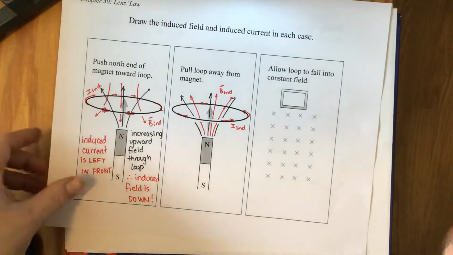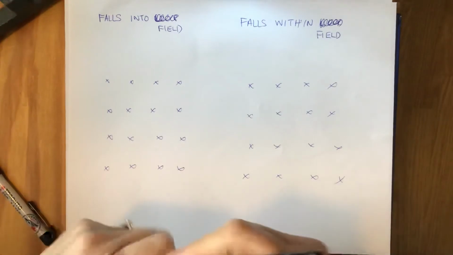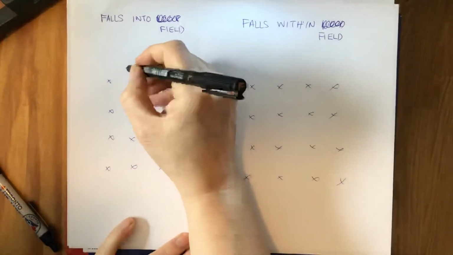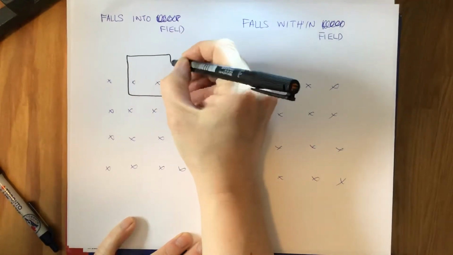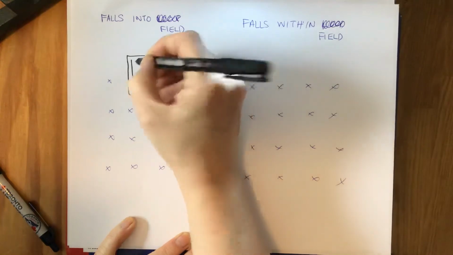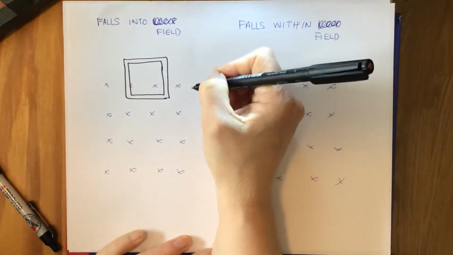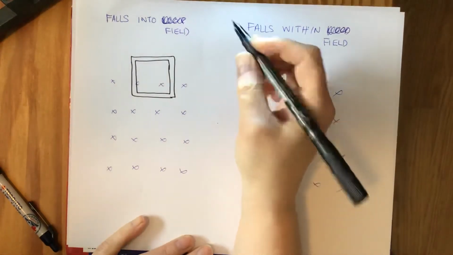So this is going to happen in 3 steps. Let's look at each of those 3 steps. So first, as the loop falls into the field, so the leading edge is in the field, the trailing edge is not in the field at all. Okay, so here's a good spot for you to hit pause and ask if you think you know what happens, and then come back after you write it down.